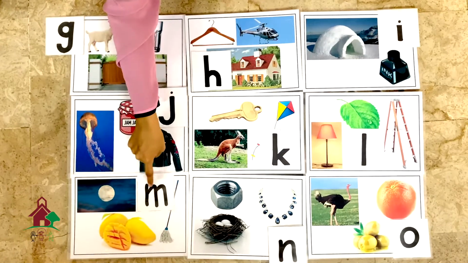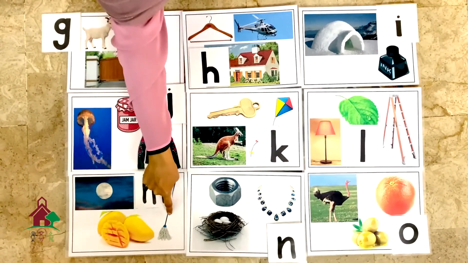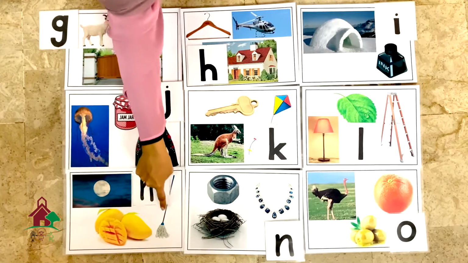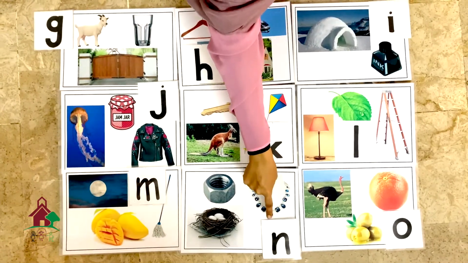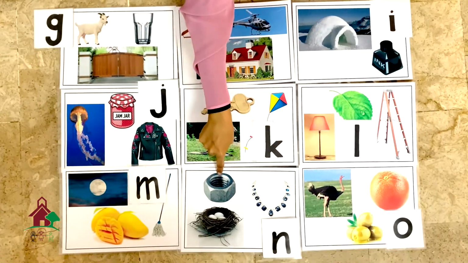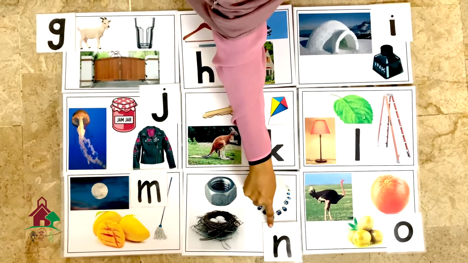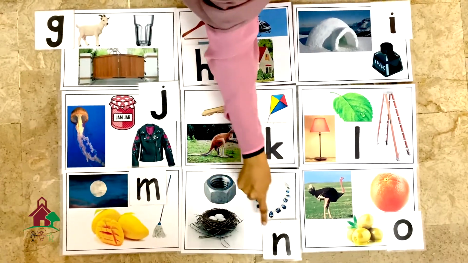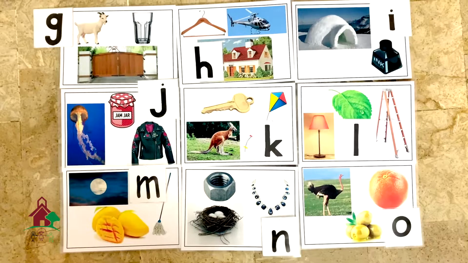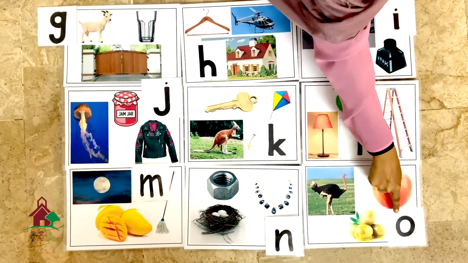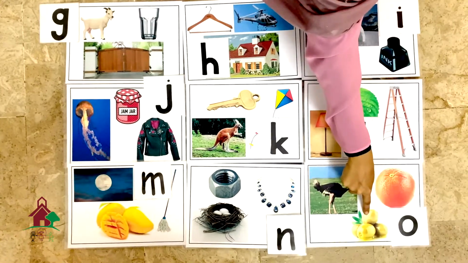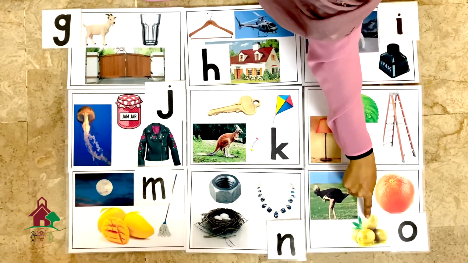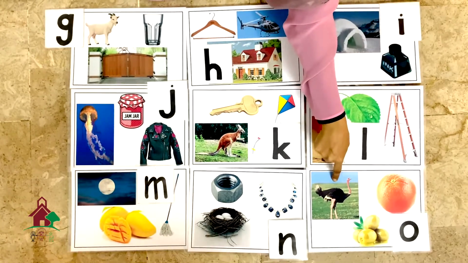Moon. Mango. Mop. Moon. Mango. Mop. Next. Nut. Nest. Necklace. Nut. Nest. Necklace. Now last one. O orange. O olives. O ostrich. O orange. O olives. O ostrich. Good.